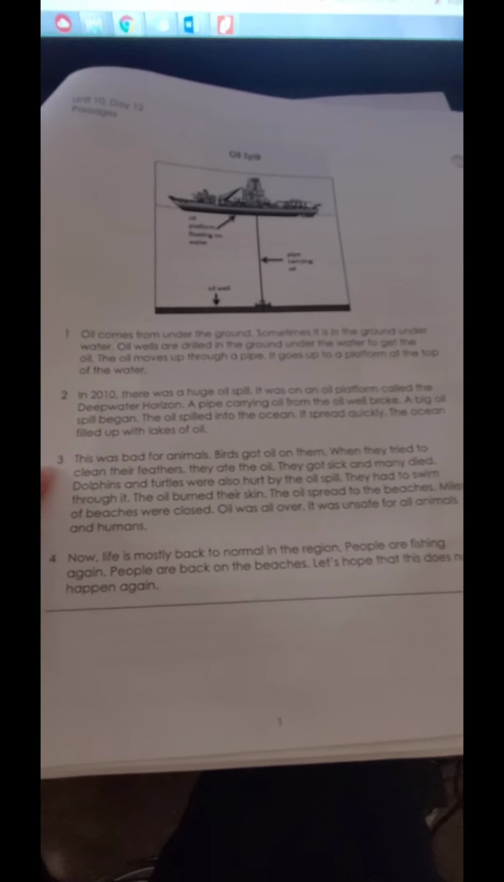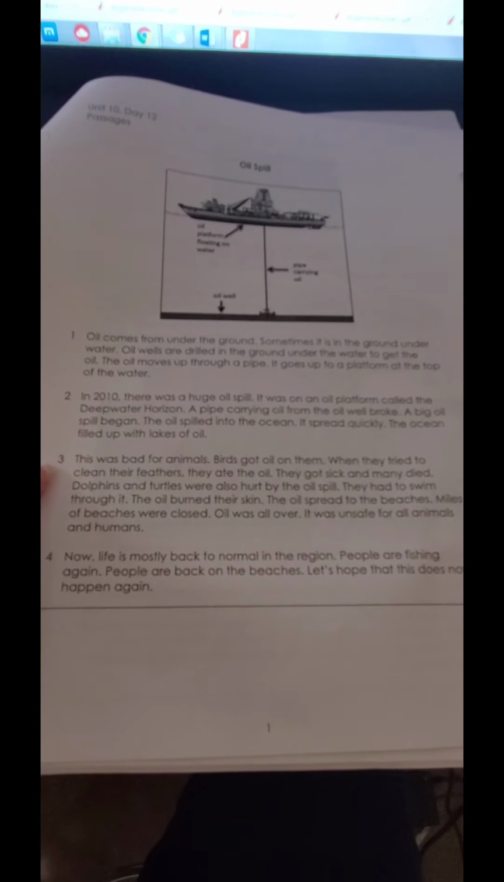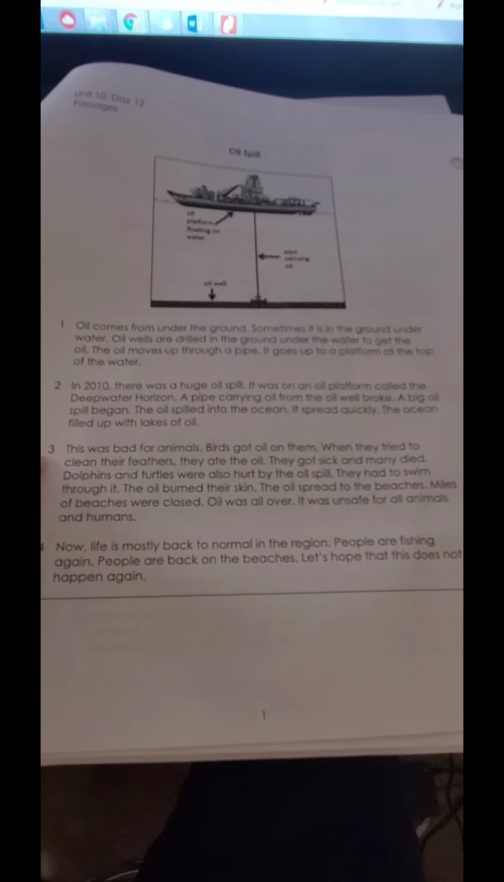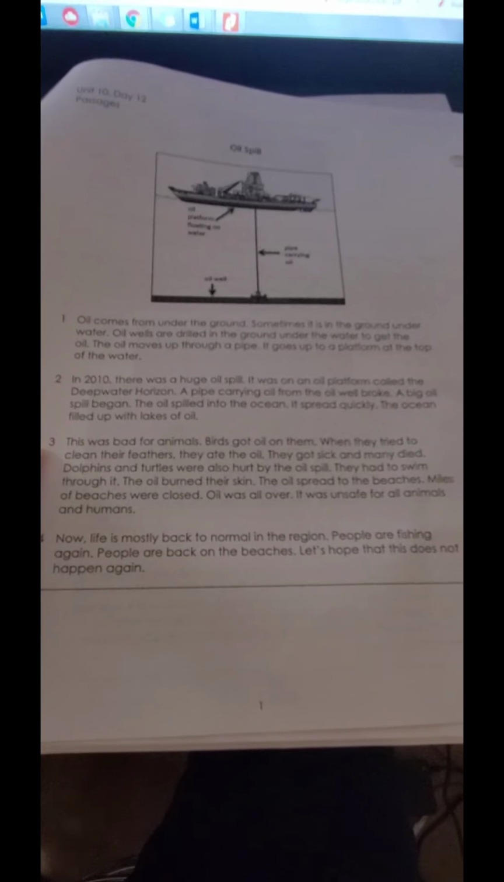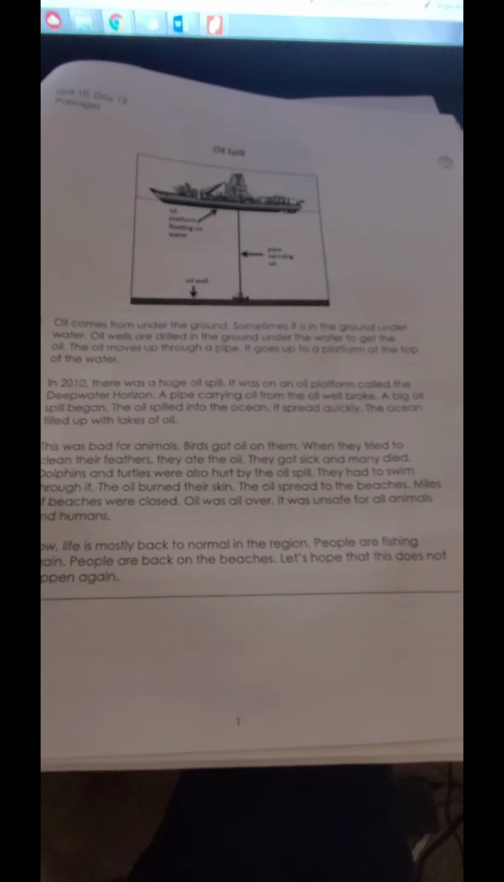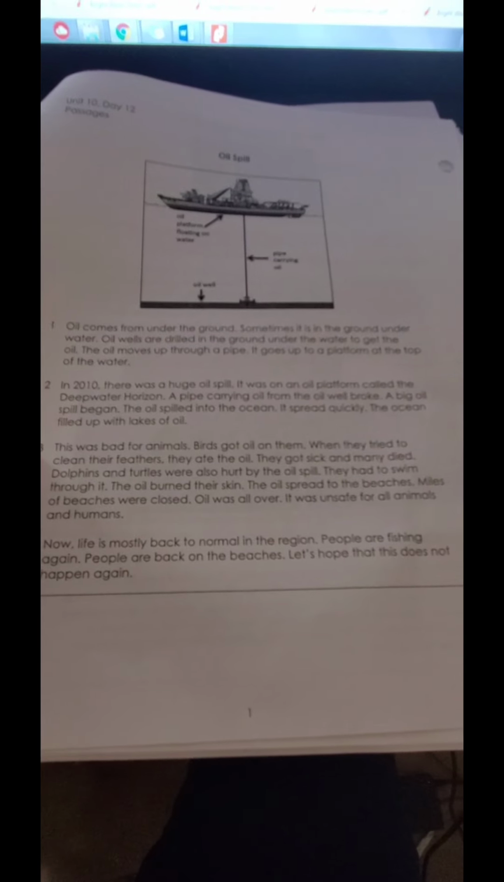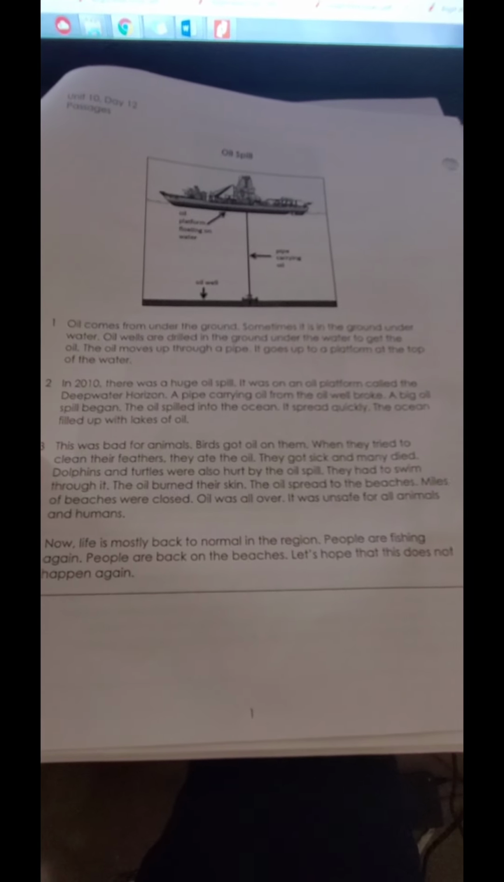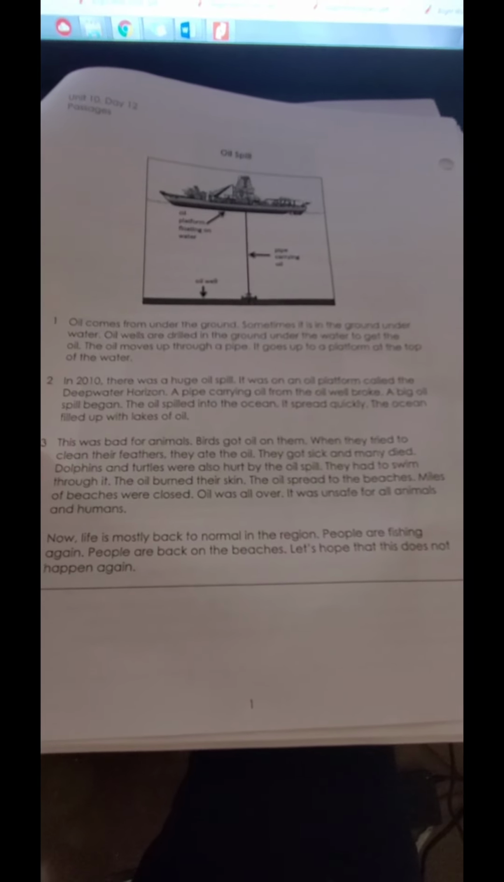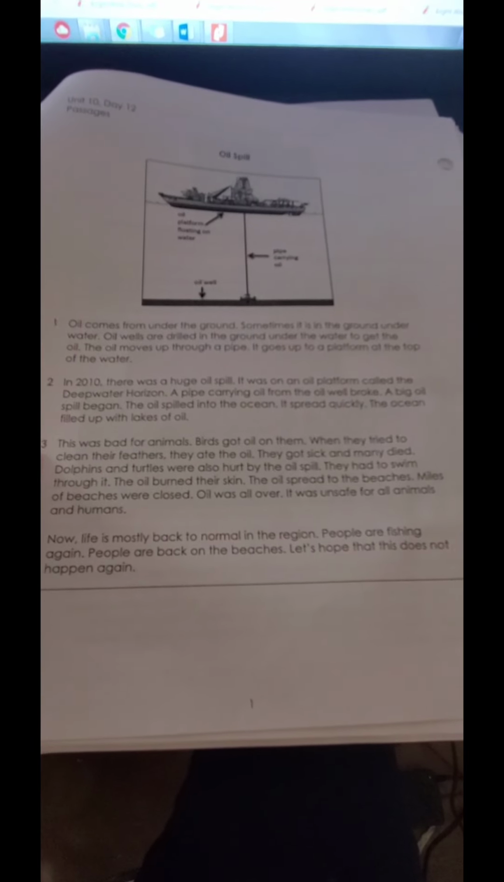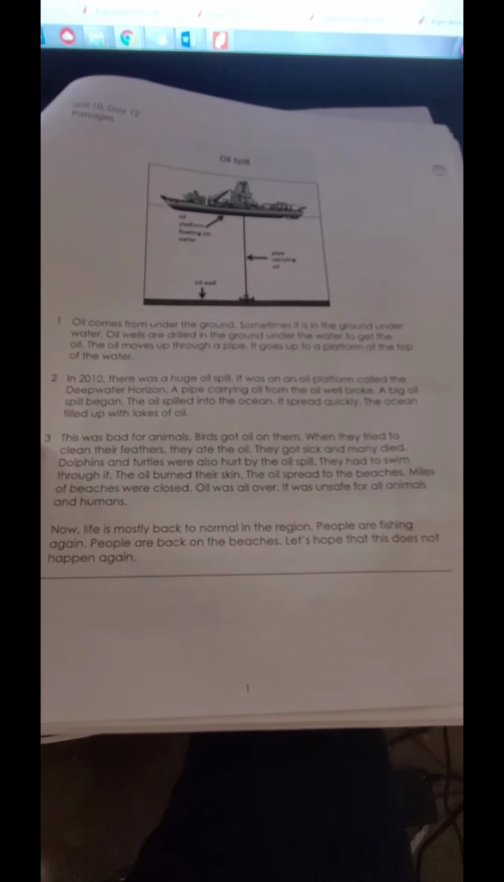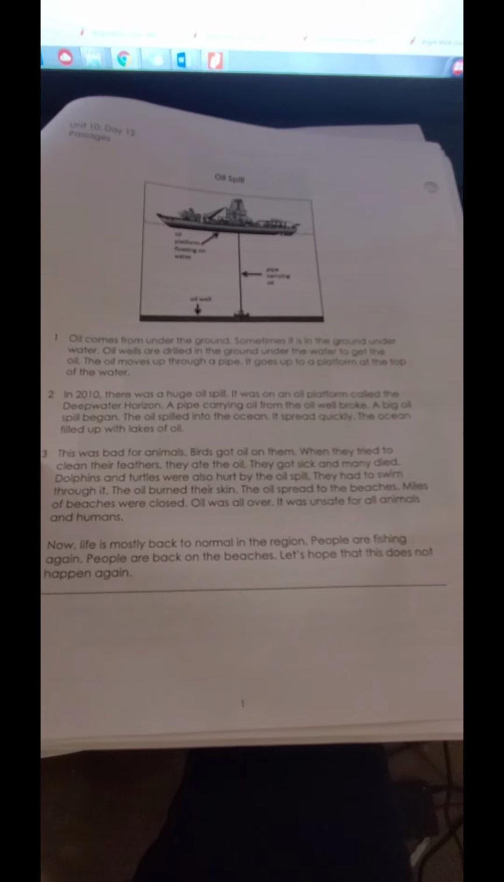Let's go into paragraph 3. This was bad for animals. Birds got oil on them. When they tried to clean their feathers, they ate the oil. They got sick and many died. Dolphins and turtles were also hurt by the oil spill. They had to swim through it. The oil burned their skin. The oil spread to the beaches. Miles of beaches were closed. Oil was all over. It was unsafe for all animals and humans.